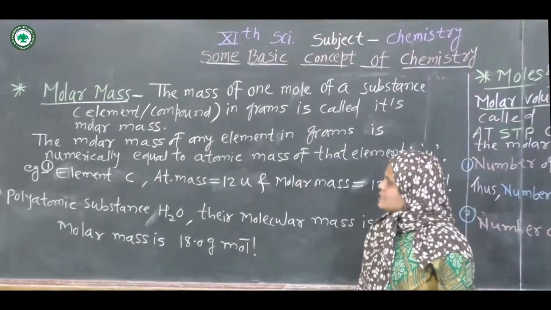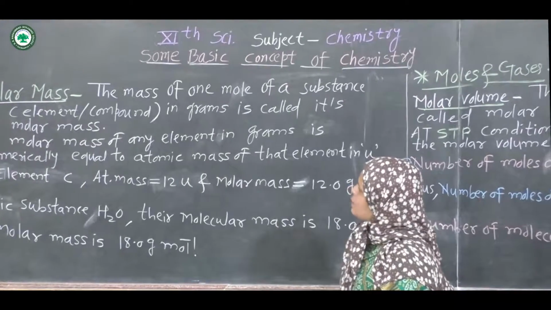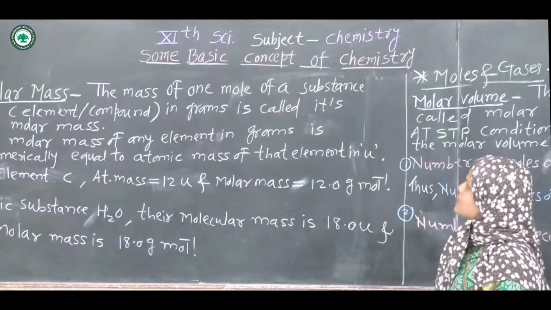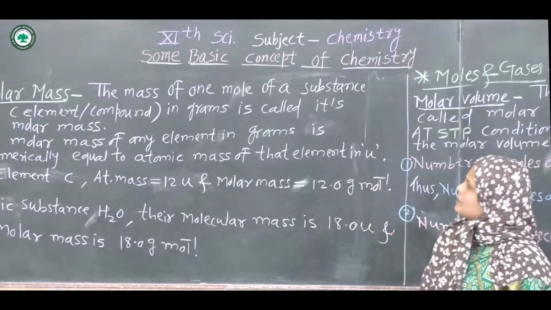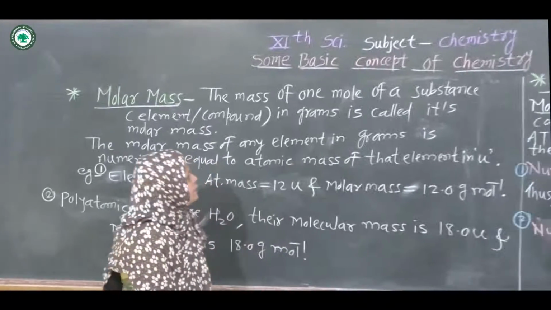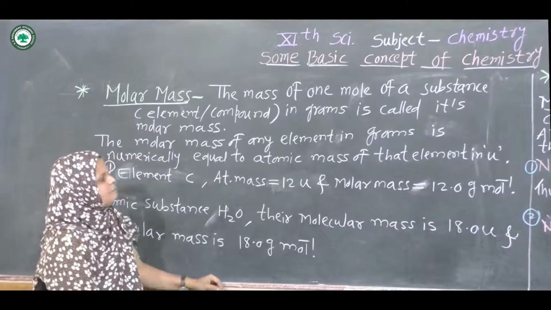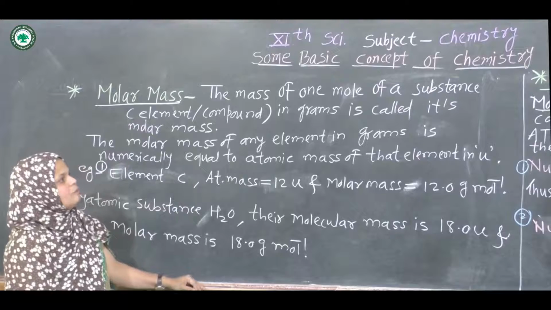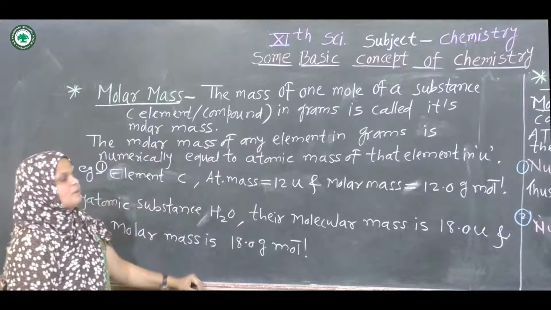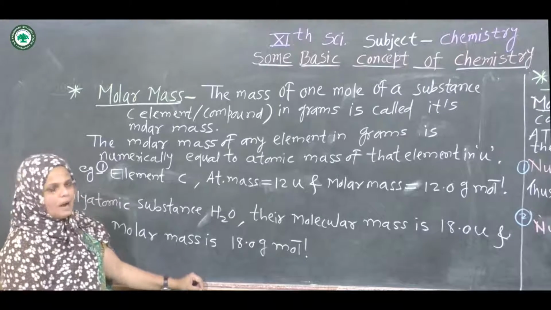Next point, we see what is meant by molar mass. The molar mass means the mass of 1 mole of a substance, meaning elements or compounds, in grams. It is called its molar mass. Molar mass means what? The mass of 1 mole of a substance, elements or compounds, in grams is called its molar mass.